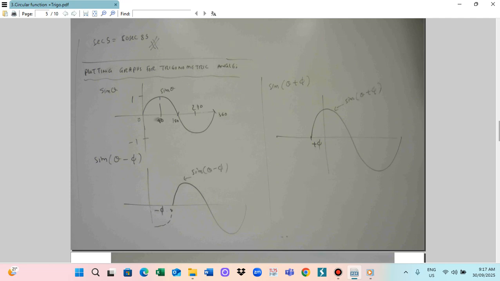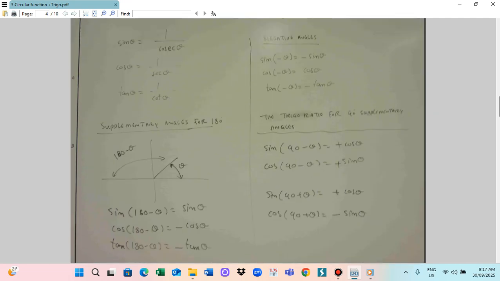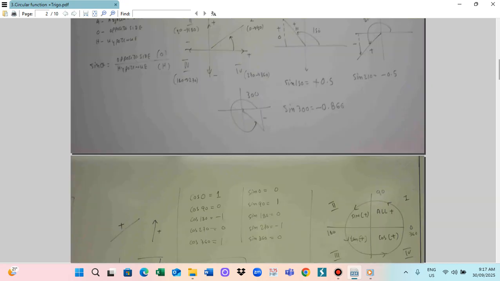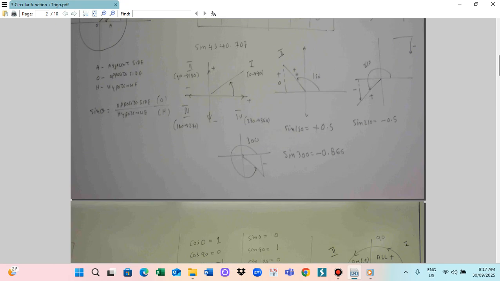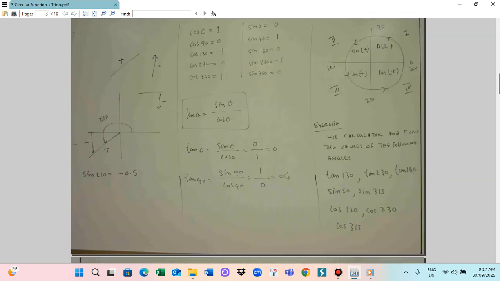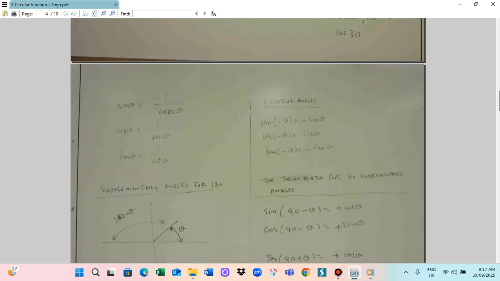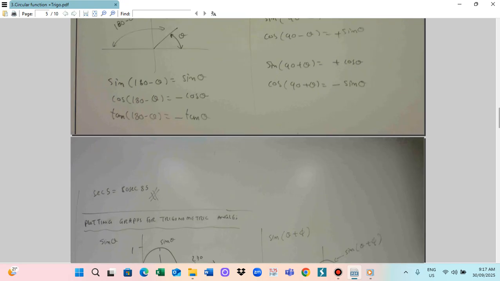But sine 85 is 1 by cosec 85, because sine theta is equal to 1 by cosecant theta. Similarly, cos 5 is equal to 1 by secant 5. Therefore, you can write that secant 5 is equal to cosecant 85.